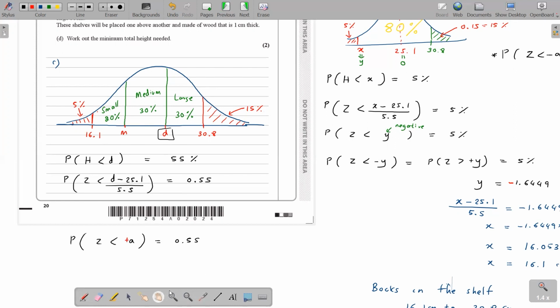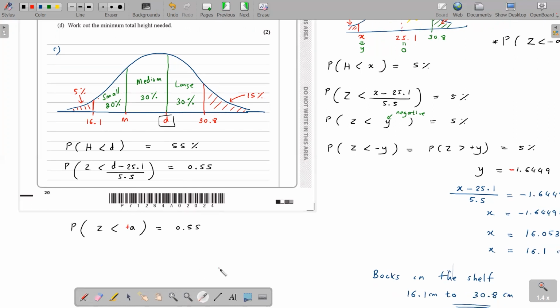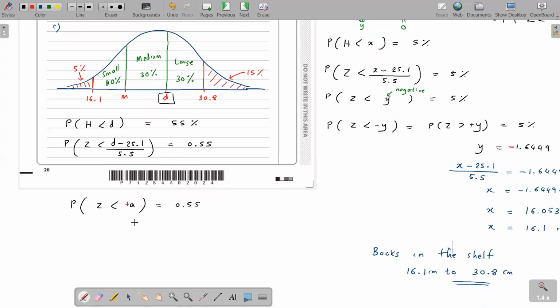Now take the first table. Go for the closest value you can get with probability 0.55. What's the A value? What's the A value that we can get closest to 0.55 from the first table?